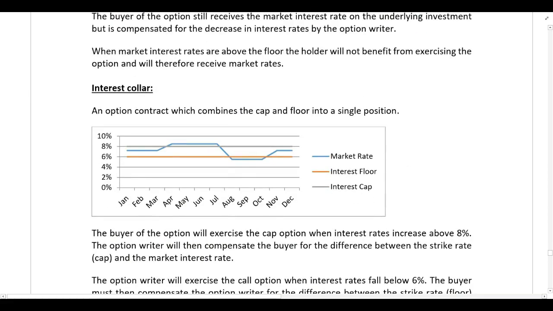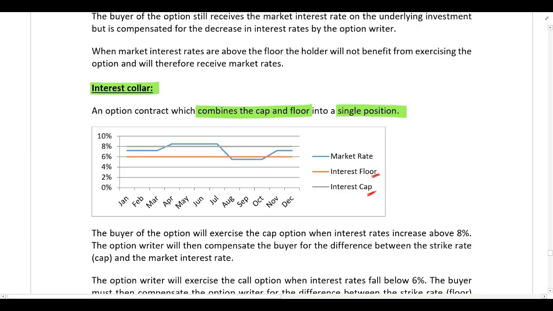Then please note, guys, an interest collar just combines the cap and the floor into a single position. So you can see the graph below includes both the interest cap and the interest floor.